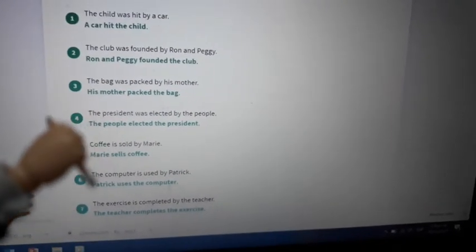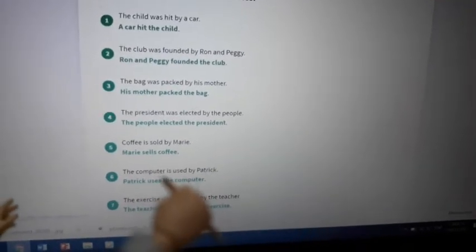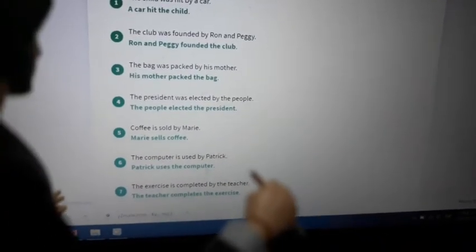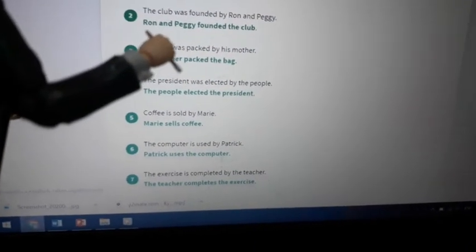I'm not going to take the time to do all this. You can check it here. I'm just going to read them. The club was founded by Ron and Peggy. That means that an action was done by Ron and Peggy. What did Ron and Peggy do? Ron and Peggy.